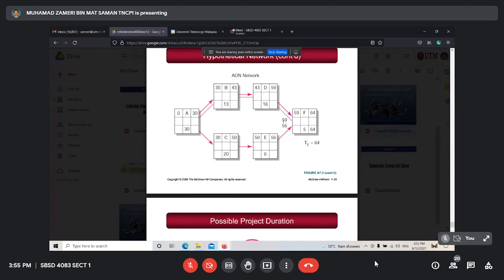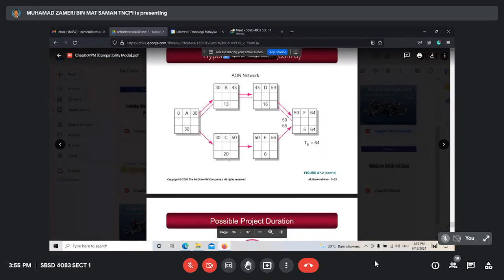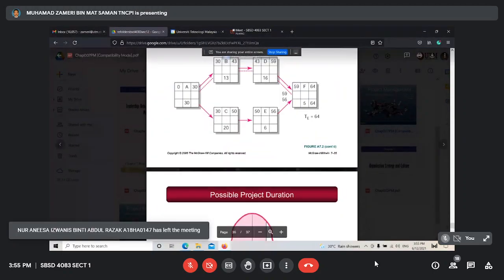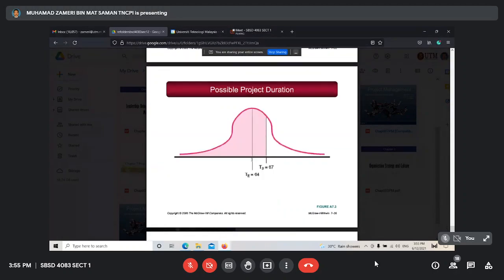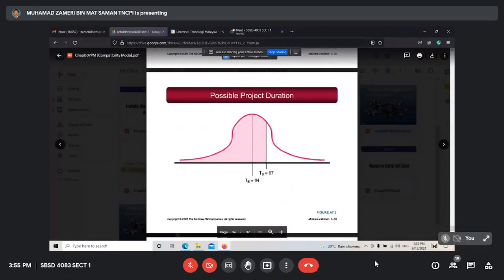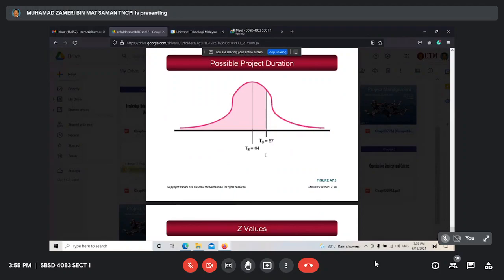So for the forward analysis, we choose the longest one. So 59 plus 5, 64. So 64 means the duration of the project. And then we bring down 64, and then we do backward analysis to determine the late start and late finish. So the duration of the project is 64. Based on calculation, this project will be finished in 64 days.